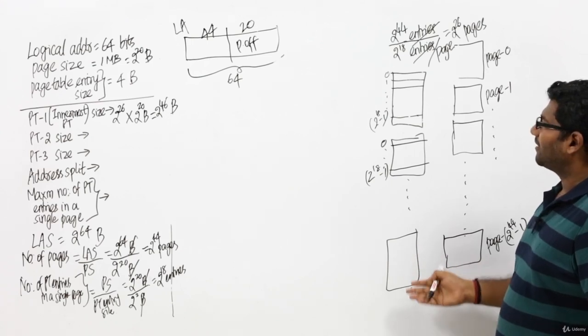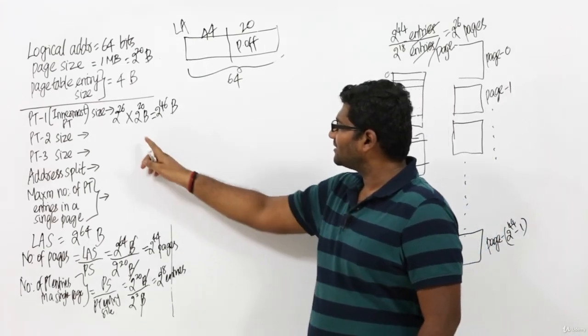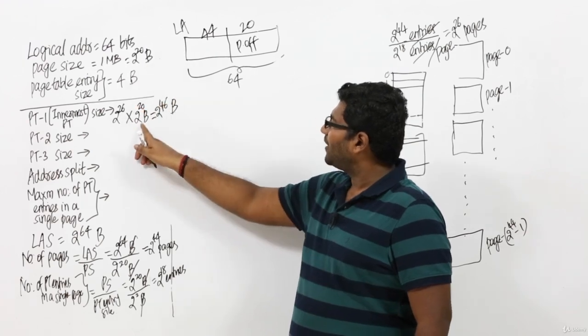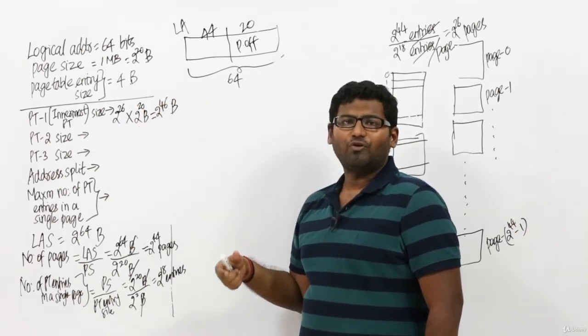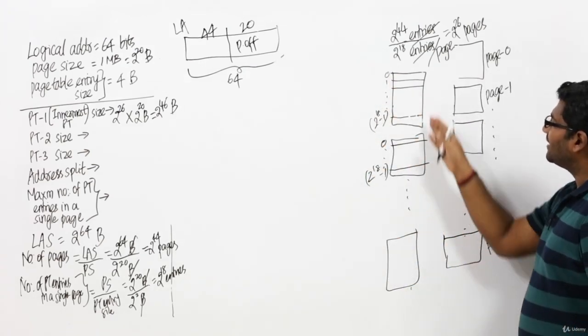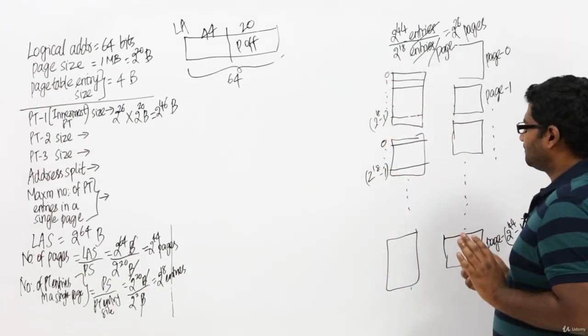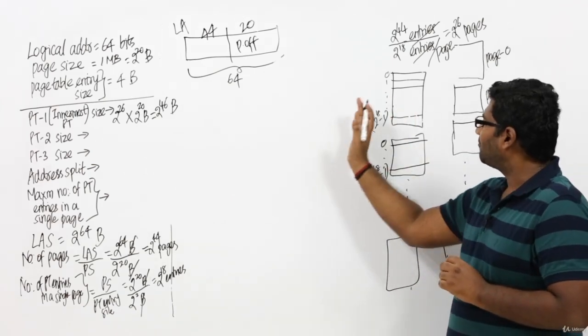And so I have taken that 2^26 pages, where the size of a single page is nothing but 2^20 bytes. So 2^26 into 2^20 bytes, which is nothing but 2^46 bytes. This is the total size of this innermost page table. Fine. Now my question is, should we go for one more level of paging?